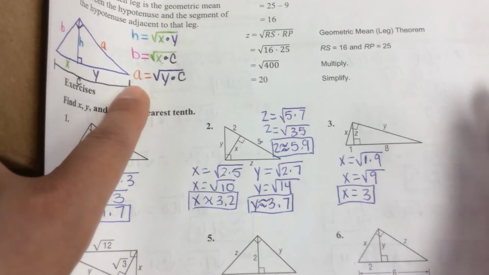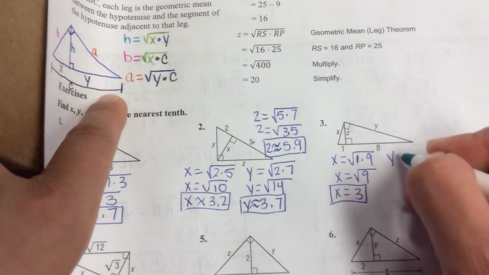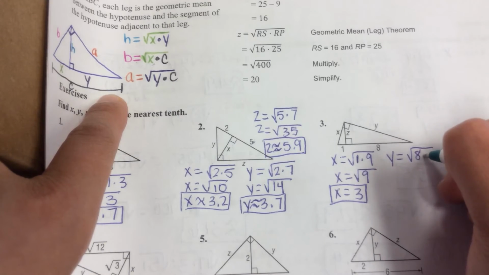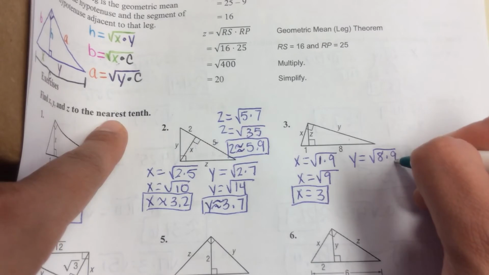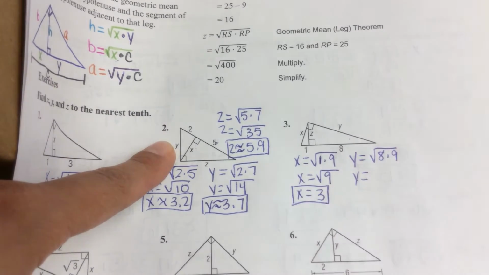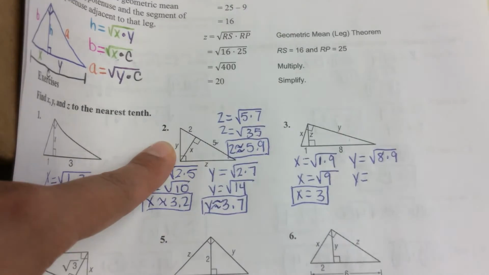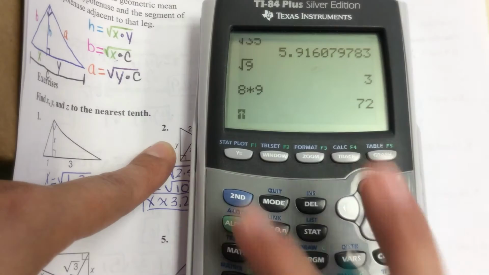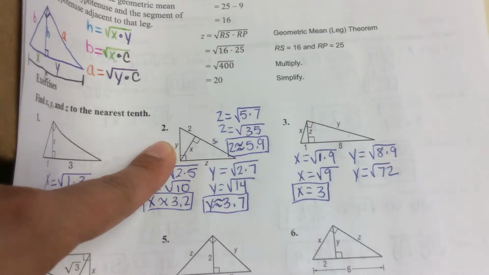Okay, we go on to find y. Y is directly related to a. So y is equal to the square root of 8 times 8 plus 1, which is 9. Y is equal to the square root of 72. The square root of 72 is approximately 8.5.